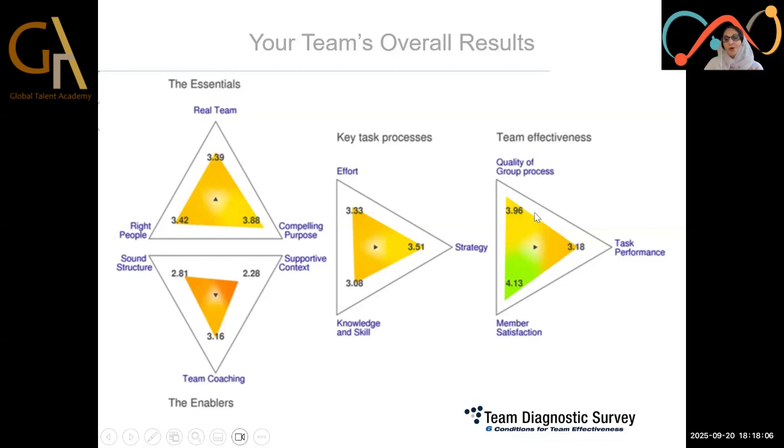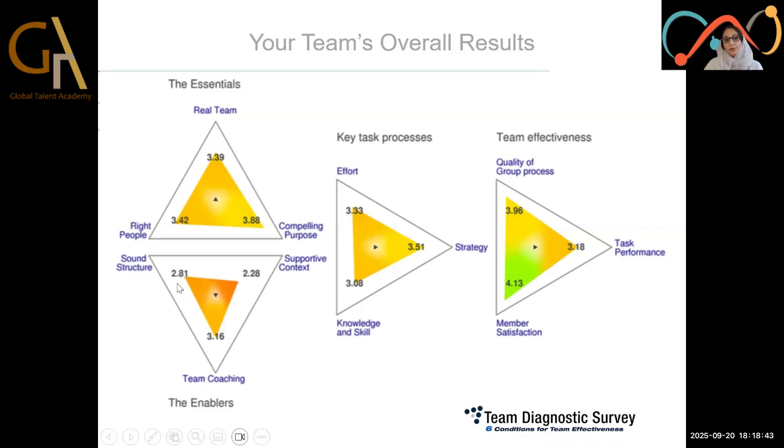But what is the quality of the group processes? Quite high, almost 4 out of 5. And then the efforts, strategy, knowledge, and skills. Real team, they think they are a real team, so they fulfill a big part of the first condition. They are the right people. Maybe some of them are missing some skills, but that's fine. We can work on that. And they understand the compelling purpose pretty well. Maybe they need a little bit of clarification, or to work on clarifying exactly what they're trying to do.